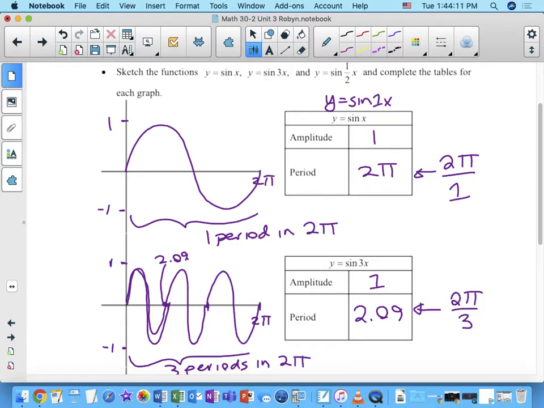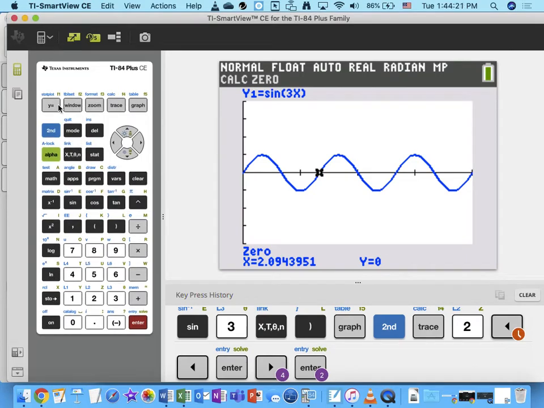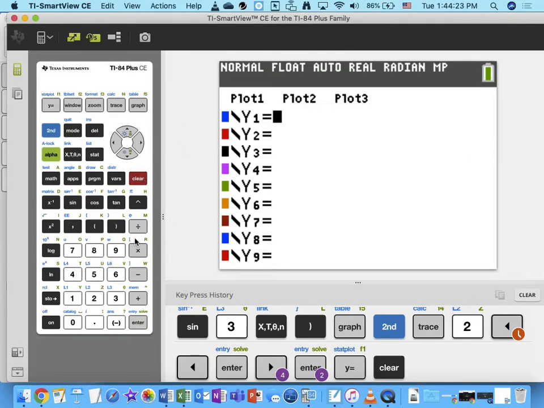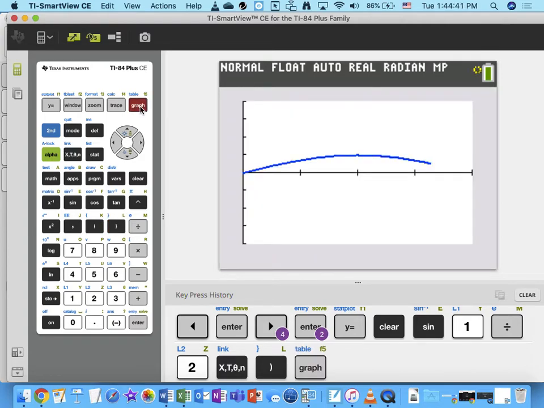Okay, let's look at another one. Let's look at y equals sine of a half x. A half x. All right, there we go. And I'm going to graph this one. Okay, so here's what we see for this one.